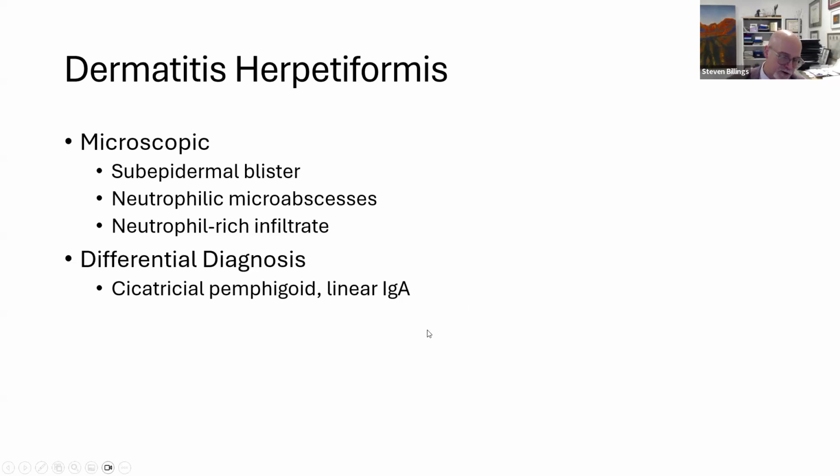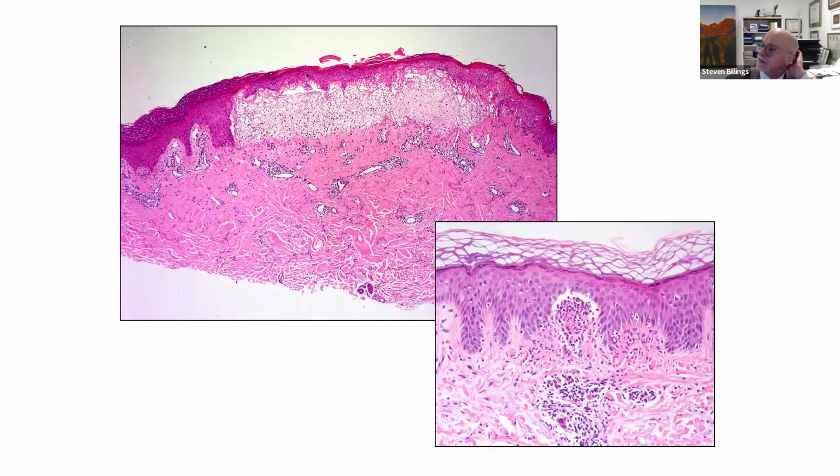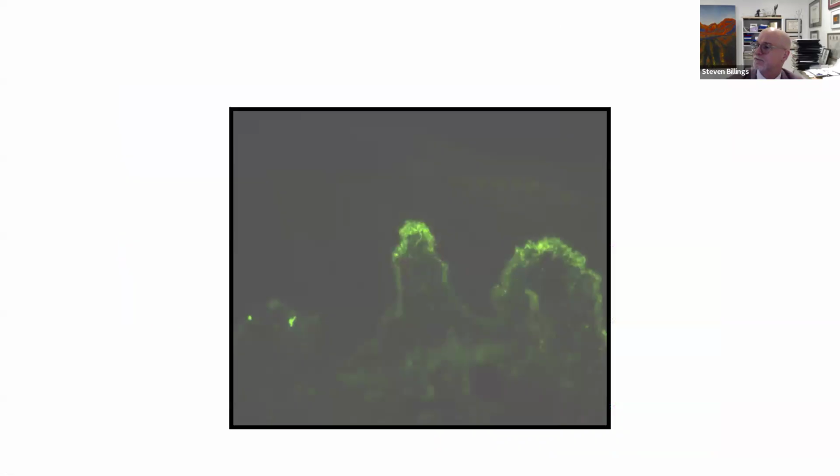Linear IgA bullous dermatosis and dermatitis herpetiformis very closely resemble each other microscopically, and you might need direct immunofluorescence to sort them out. So here's a classic case of dermatitis herpetiformis with an intact blister. But again, remember I told you intact blisters are relatively uncommon in dermatitis herpetiformis. What you usually will see is some neutrophil collections up in the dermal papillae in the non-blistered skin. This little microabscess in the dermal papillae is a good clue to the diagnosis of dermatitis herpetiformis.